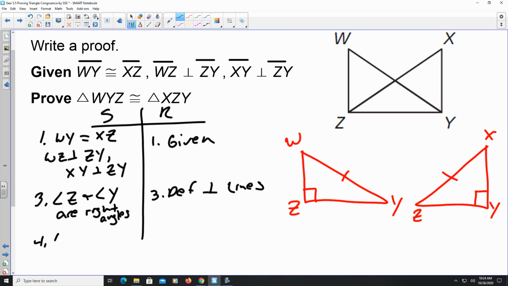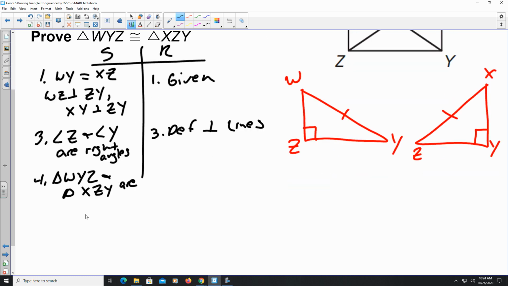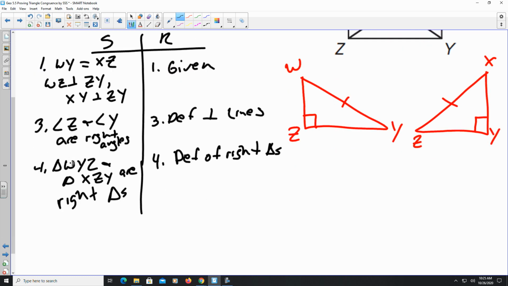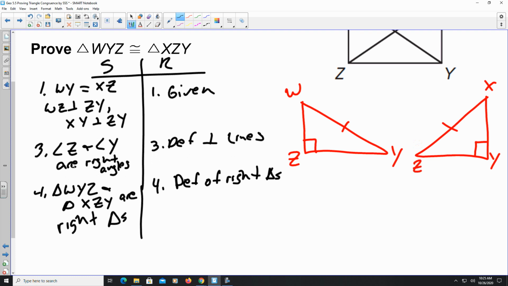So I can say that triangle WYZ and triangle XZY are in fact right triangles due to the definition of right triangles, because we have one 90-degree angle. So right now in our triangle, the one we drew up in red, I have a set of congruent sides, and technically I have a set of congruent angles because they're both 90 degrees.